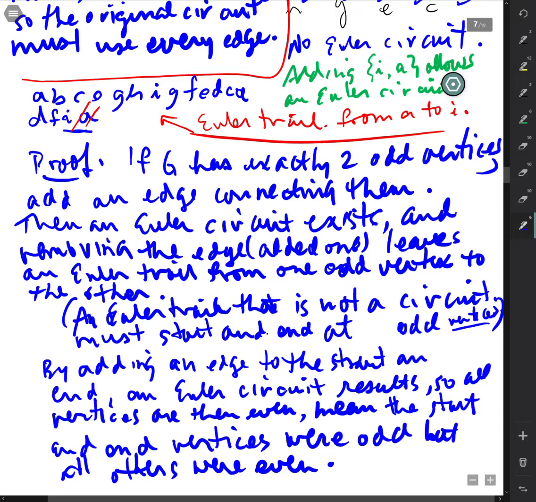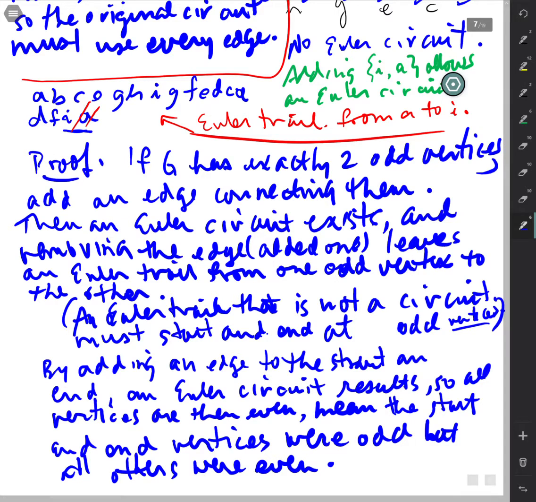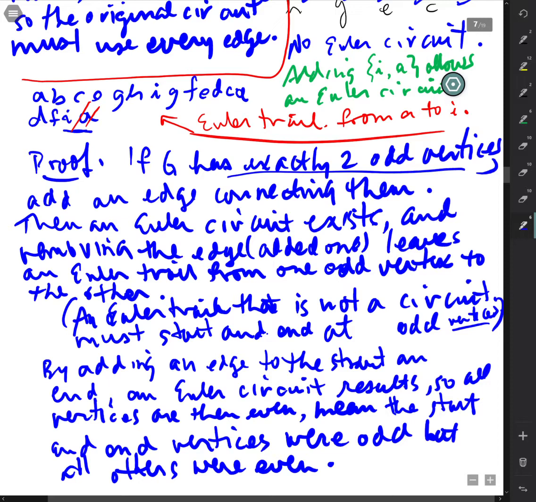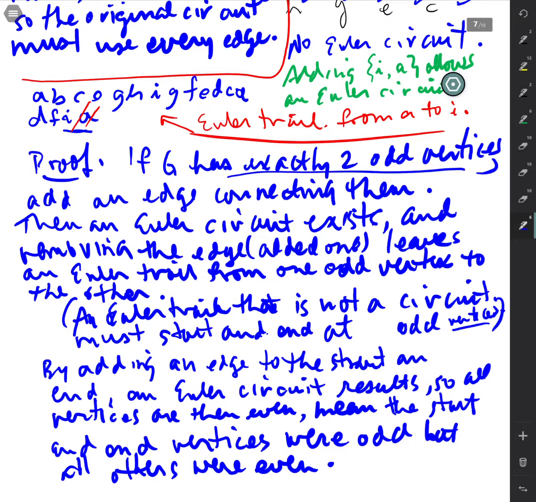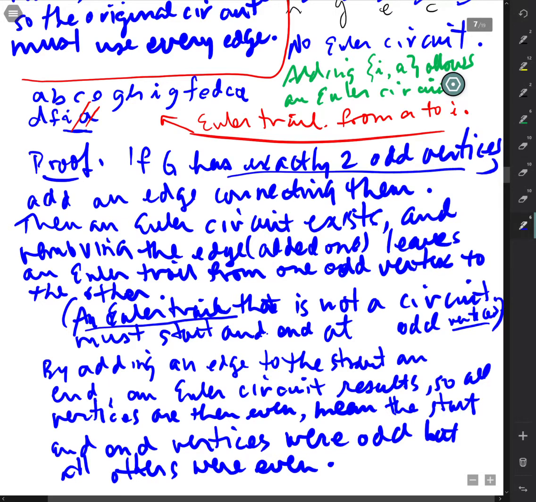Yep, so that's the if and only if. If it has two odd vertices, it has an Euler Trail that is not a circuit. And down here, if it has an Euler Trail that is not a circuit, then it has exactly two odd vertices.